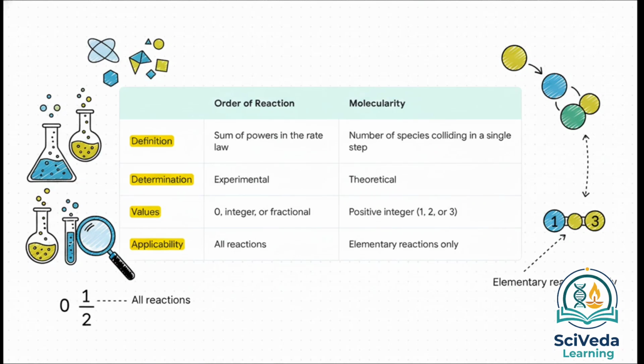Just look at the determination row. Order is found through experiments. Molecularity is theoretical. You figure it out just by looking at a single reaction step. Now look at values. The reaction order can be 0, a whole number, or even a fraction. But molecularity, because it's literally just counting how many molecules are colliding, it has to be a small, positive whole number, usually 1, 2, or 3. That's a huge difference right there.